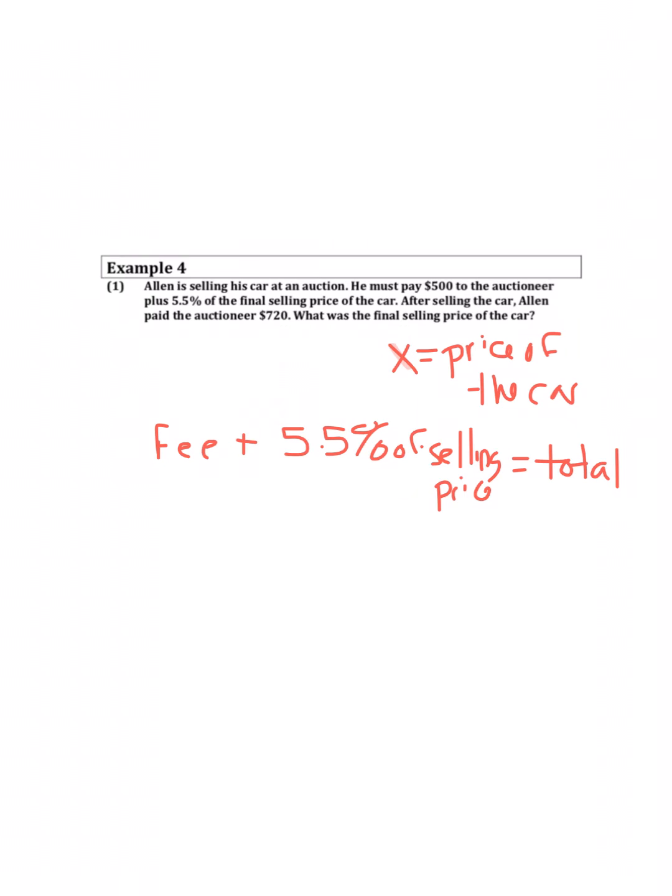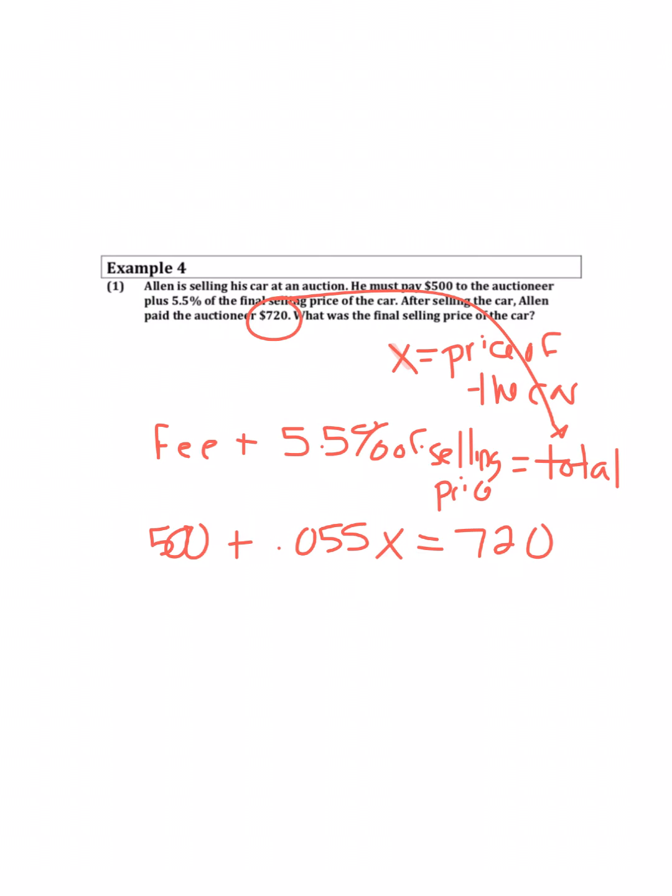So starting with the fee, and you don't have to set it up like I set it up exactly, but this is a general setup that we could use here. So the fee we know is $500. Since this is an equation, we need to write the 5.5% as its decimal form. So that means 5.5 out of 100, so 0.055 x, because it's of the selling price, so times the selling price, and then the total that he owed them came right from the problem, $720.